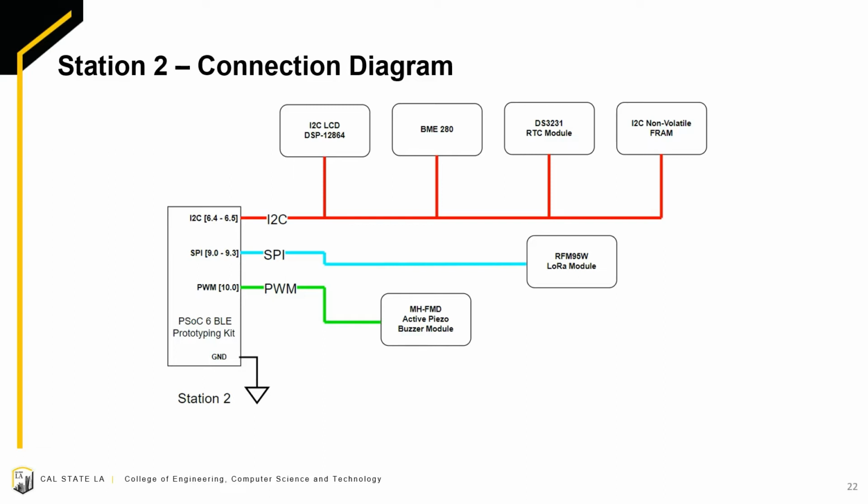Lastly, the buzzer module. It requires a PWM interface to create square waves at frequency ranges between 2 kHz and 5 kHz. And the PWM connection is denoted by a green wire.